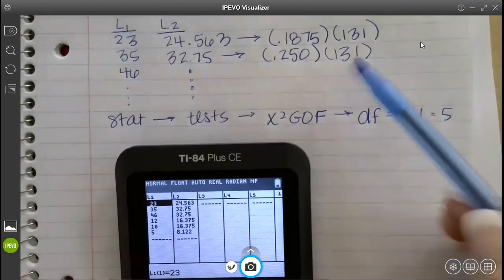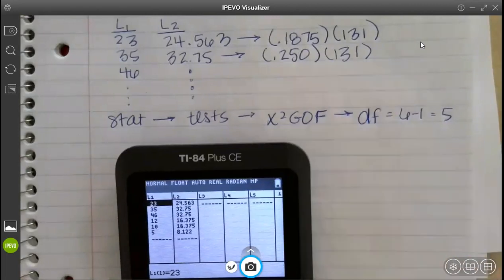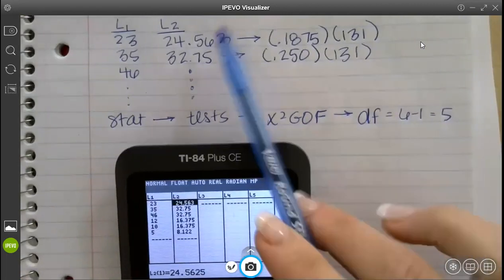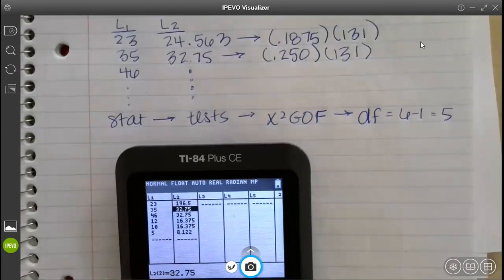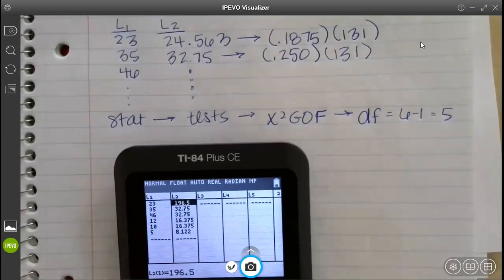Expected, observed by multiplying these. And when you put these in, you don't have to find this value and then put it in. You can type it. I don't know if y'all know that, but you can just put in 0.1875 and 131, and it'll give you that value in there. So you don't have to do it and then transfer it over, if that makes sense.